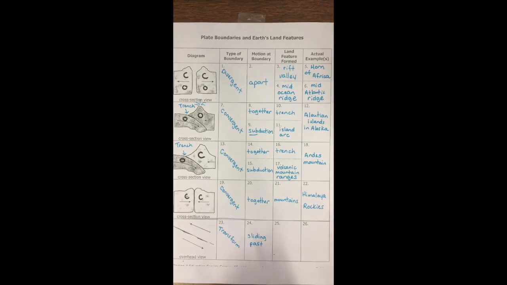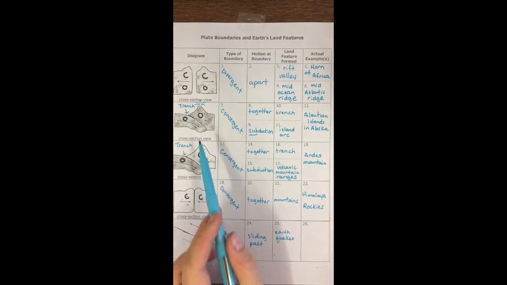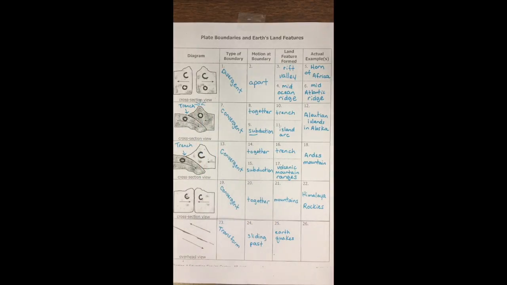Common at transform boundaries are shallow earthquakes. Keep in mind, anytime these plates are moving, they're going to release some energy and that's stress and cause earthquakes. But for the most part, the only thing we really see at a transform boundary are going to be these earthquakes. But keep in mind, we could see earthquakes anytime these plates are moving around. For us here in the States, the most common example would be the San Andreas Fault.